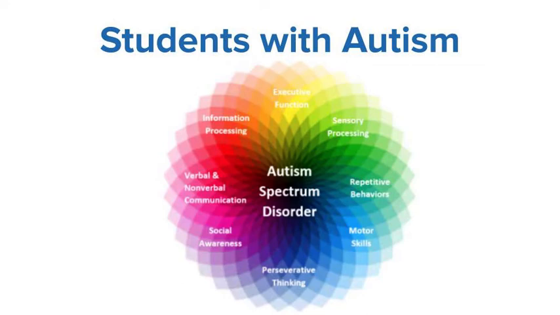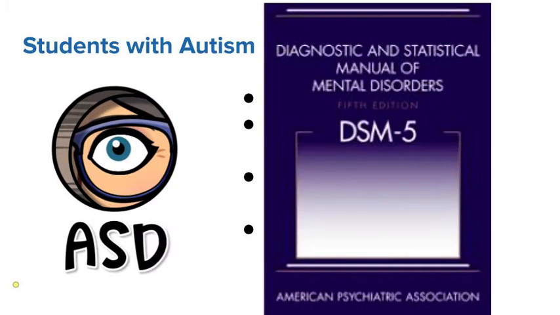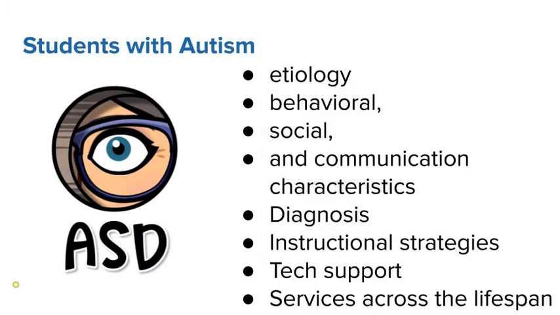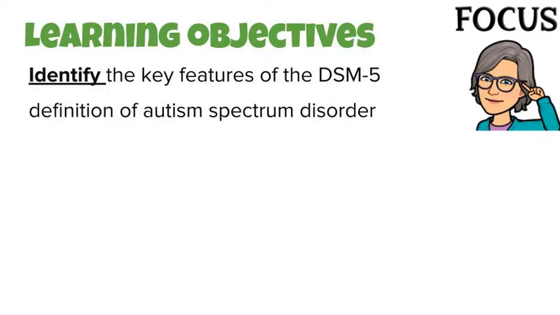In this module, we'll address autism spectrum disorder. Specifically, we'll focus on the key features of the DSM-5. We'll look at examples of etiology and the wide range of behavioral, social, and communication characteristics typical of students on the spectrum. We'll also touch on the diagnosis and instructional strategies, as well as technological support and services across the lifespan. Let's focus on our learning objectives for this module.